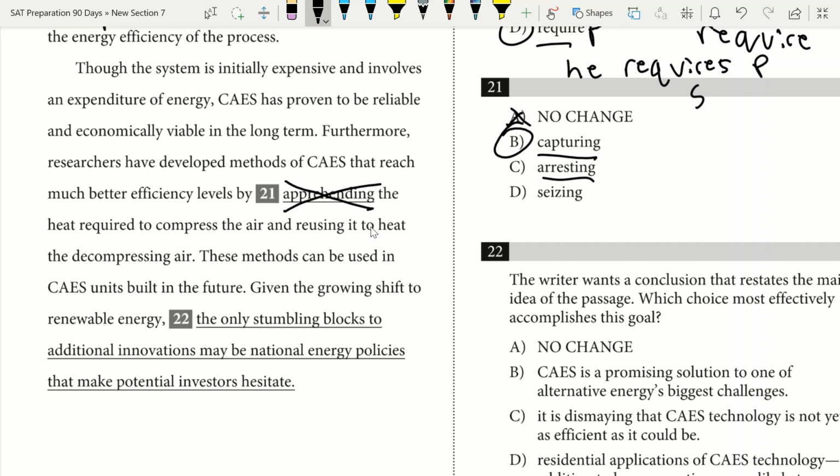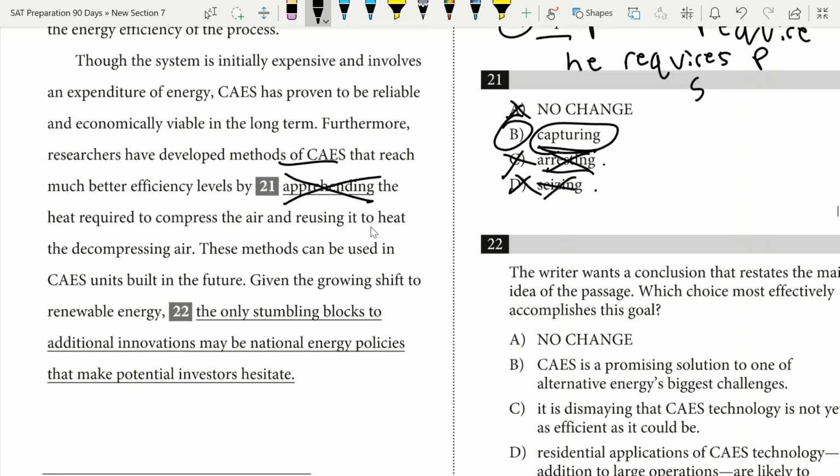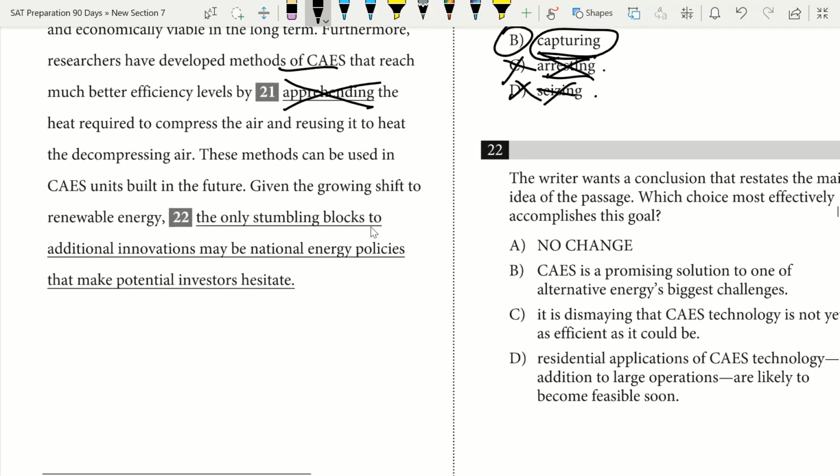Okay, we wouldn't say that they're arresting it. We can go back to the police analogy. Again, we're not arresting the heat, because we aren't the police. We're not seizing the heat once again because we're not the police. We are capturing the heat using CAS, right? These methods of CAS reach better efficiency levels by capturing the heat. They're not apprehending the heat, they're not arresting the heat, and they're not seizing the heat. They are capturing it. All right, absolutely. I can't believe I messed that up. That's okay though, I caught it very quickly.